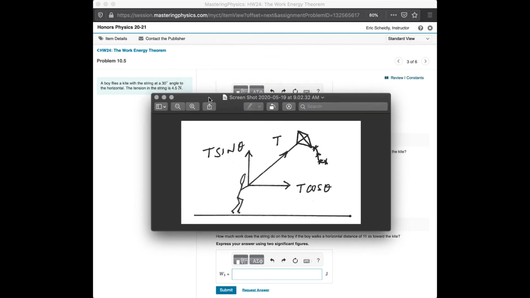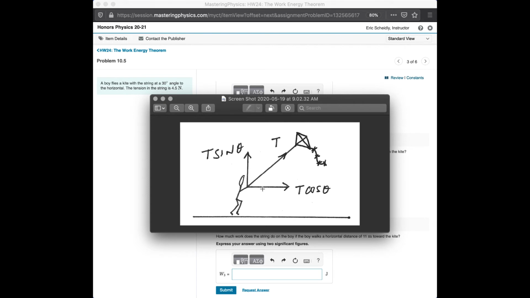Well, now I need to go back to my diagram. As the boy moves to the left, the kite is pulling him to the right. So the kite is going to do negative work on the boy. Don't worry about the T sine theta component. That component is perpendicular to the displacement and therefore does no work.